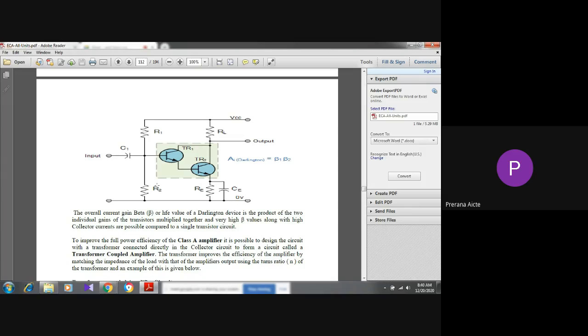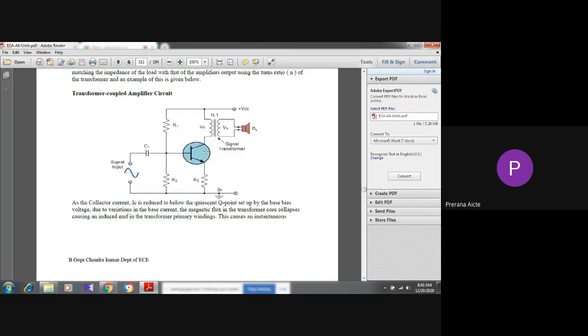Okay. See the third point, you see that line. The transformer improves the efficiency of the amplifier by matching the impedance of the load with that of the amplifier in the transformer ratio. So one of the major important points is improving: whenever impedance matching happens, obviously we will get maximum output power at the output side.